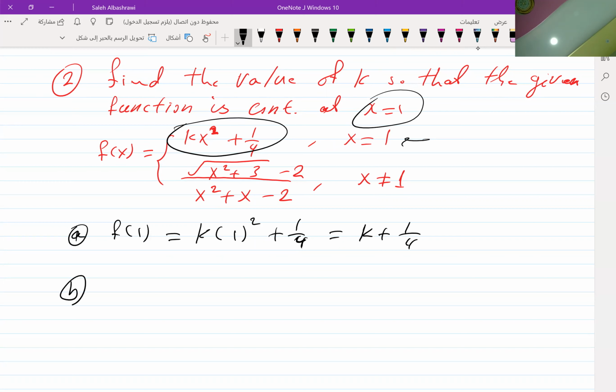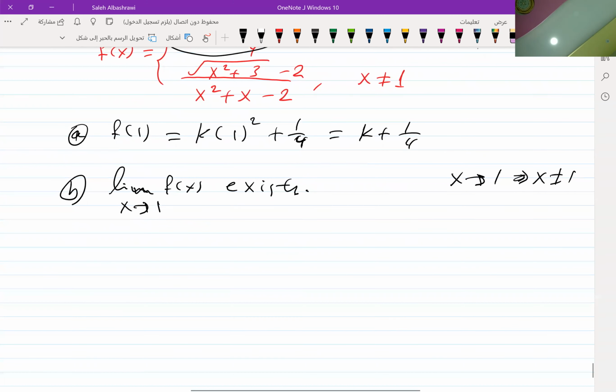Second condition, the limit must exist. So I need to find the limit. And in this example, I have x is not equal to 1. So I don't have x greater than 1 or x less than 1, which means there is no need to find the left or right limit. Just find the limit as x goes to 1, because x goes to 1 means x is not equal to 1. It will be the same either from the left or from the right.